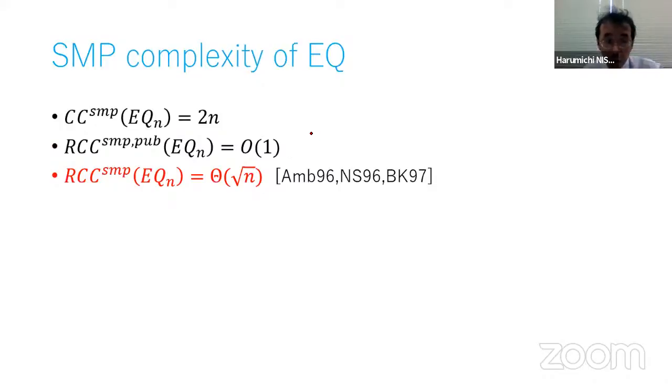Now we show the result by these results. If we only consider private randomness, in this case the communication complexity becomes square root n. So there is a large gap between public randomness and private randomness.